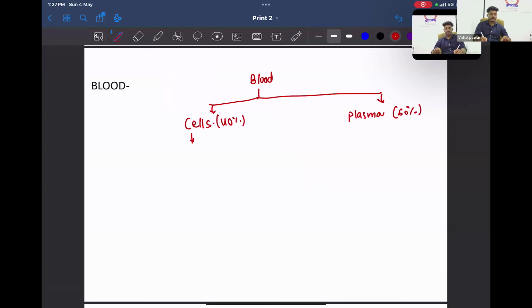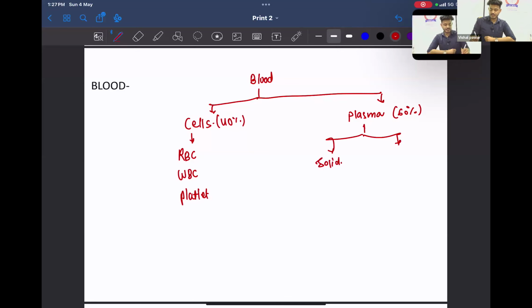Now these cells can be RBC, WBC, or what are the different cells we have? RBC, WBC, and platelets. You answer me, it's a rapid revision, right? Plasma will have two things: solid and liquid. Liquid is going to be 92%, and that is water. And you will have 8% solids.